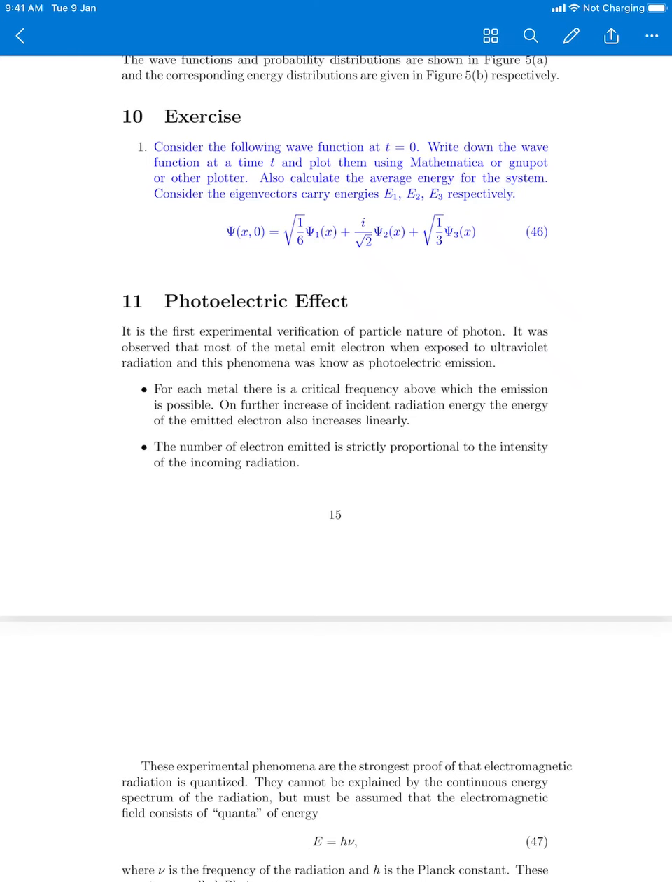Good evening, everyone. So let's consider the next topic, which is the photoelectric effect.